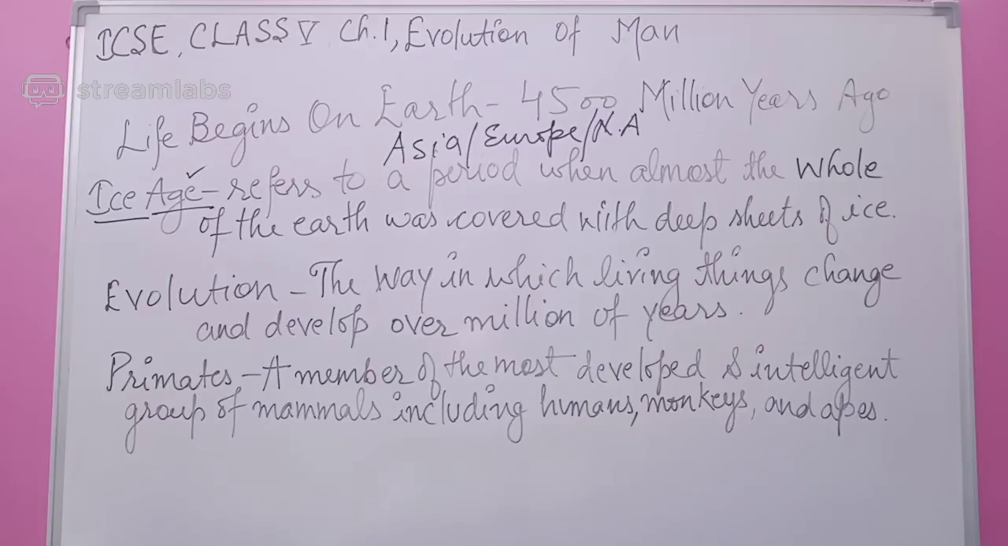These areas, Asia, Europe, and North America, have alternate phases of extremely cold and warm climates, because here we find different kinds of climates. If we talk about Asia, American countries or European nations, there is a very big difference of cold and warm climates.